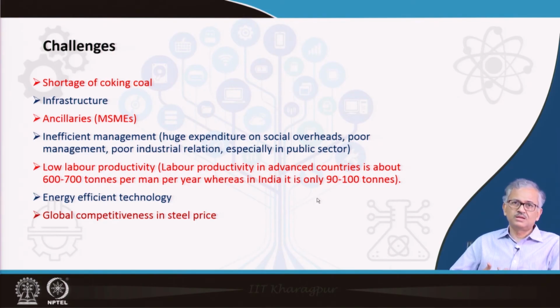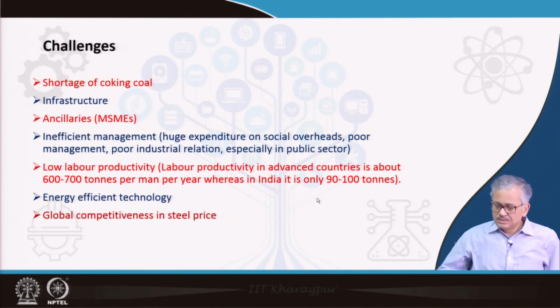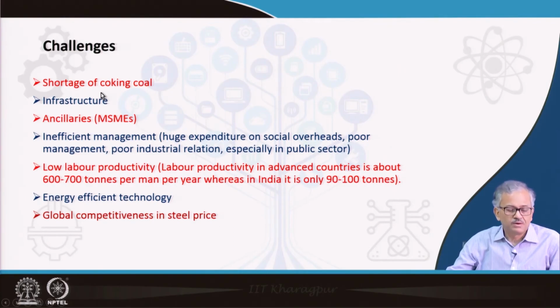So, we cannot rely on the BF process. That is a very well tested process, and we cannot increase the capacity to a great extent unless we think about some alternative routes or some washing. We have basically a lot of coking coal with a high ash. So, if we can wash those coking coals and bring the ash content to 8 to 10%.